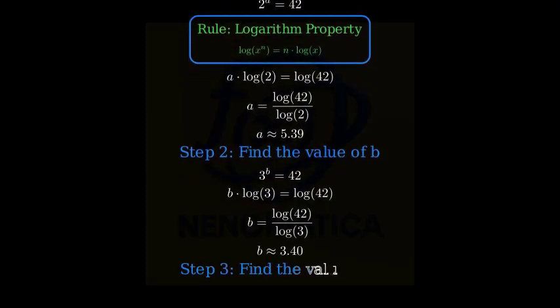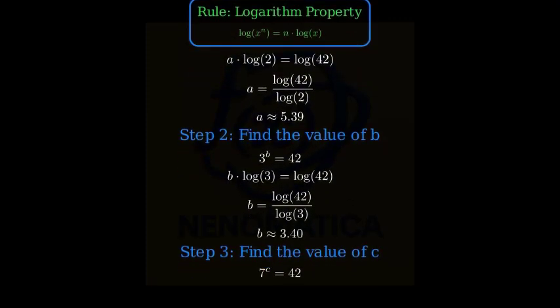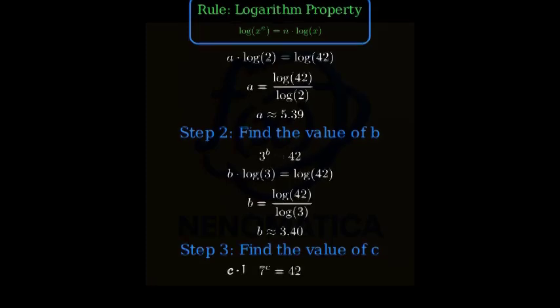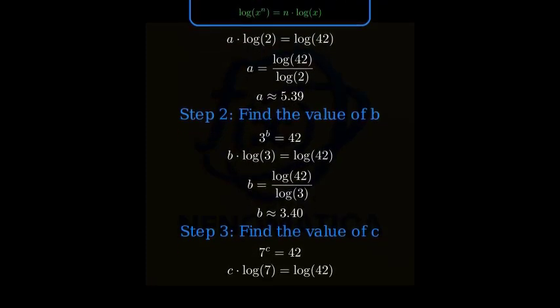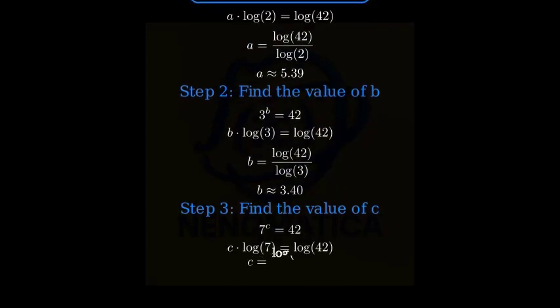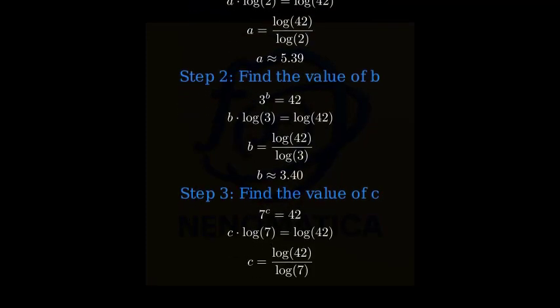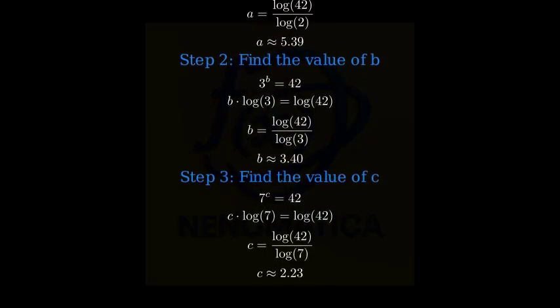Finally, let's solve for c. We have 7 to the power of c equals 42. Taking the logarithm of both sides, we get c times log of 7 equals log of 42. Solving for c, we get c equals log of 42 divided by log of 7. This means 7 to the power of c equals 42, so c is approximately 2.23.